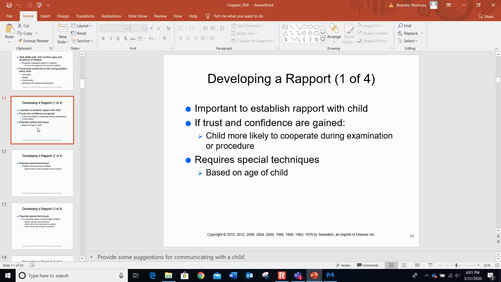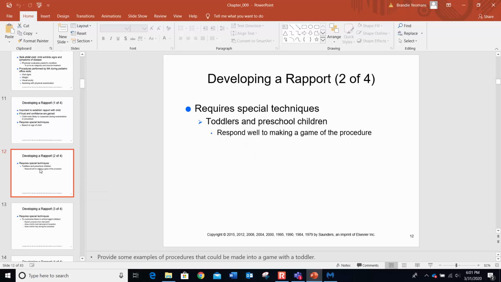Part of that is developing rapport with the child, so we can develop some understanding with our children, so we know that they actually understand what we're doing and are not afraid of everything that's going on. If they're not scared, they tend to cooperate better during the exam. Depending on their age, it takes special techniques.